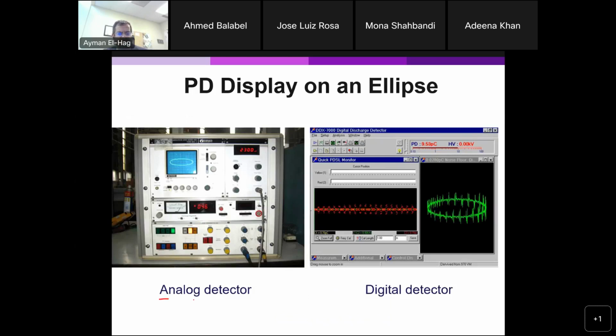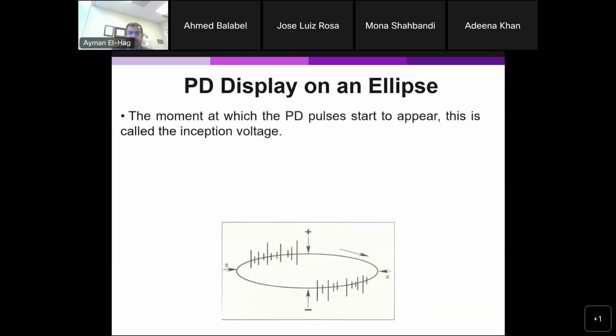Now, this is a very analog detector. I would say now this has become history. It doesn't really exist anymore. Most of the detectors now are digital, like this one. And you can save the data. You can basically play with the interference. You can send the results somewhere else. So digital detectors are the norm that we use basically in our PD detection systems.